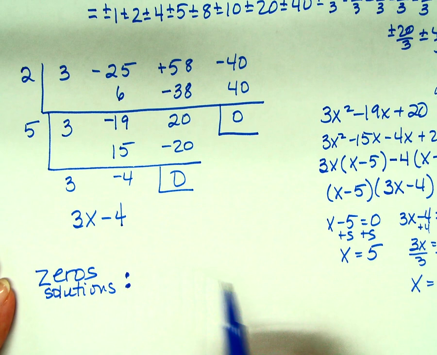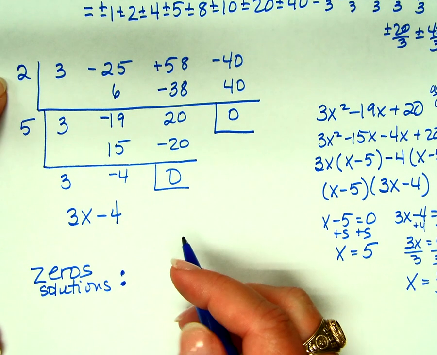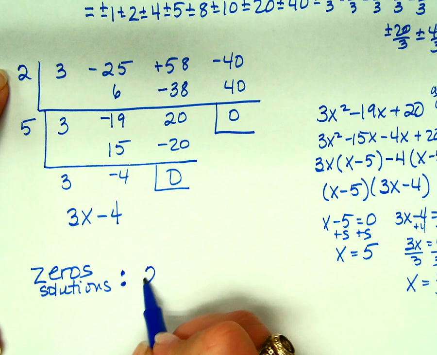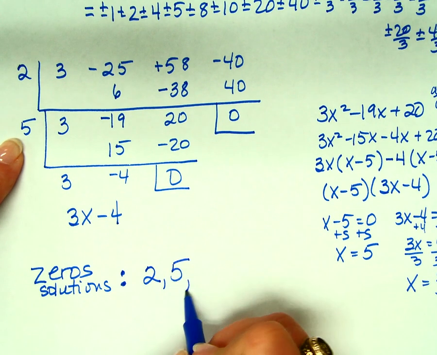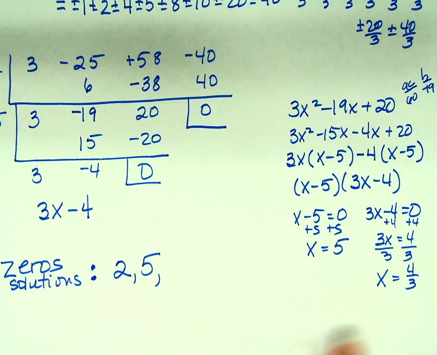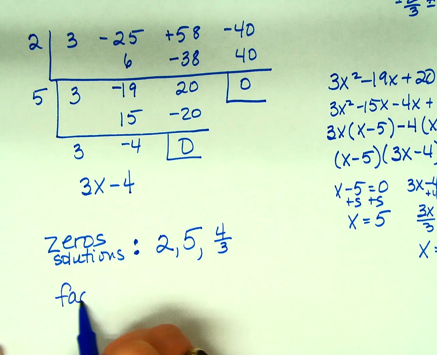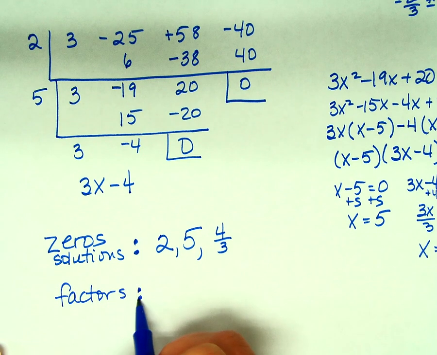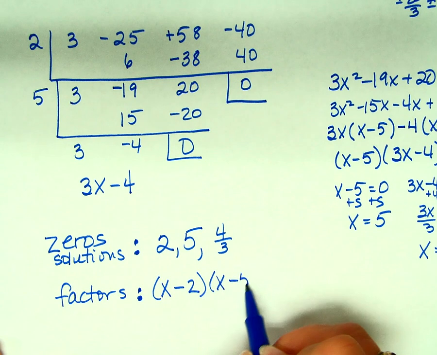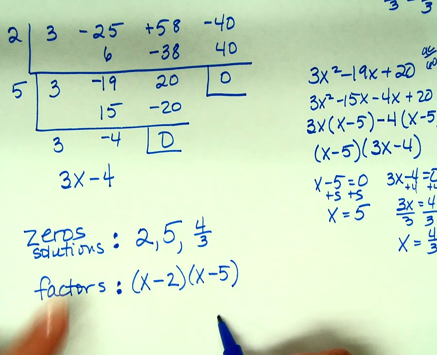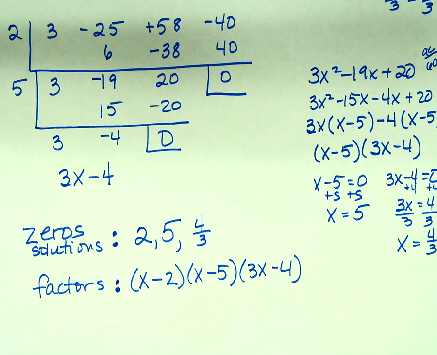If it asks for zeros or solutions, what is my answer? 2, 5, and 4 over 3. What if it asks for factors? X minus 2, x minus 5, and what? 3x minus 4. Absolutely.